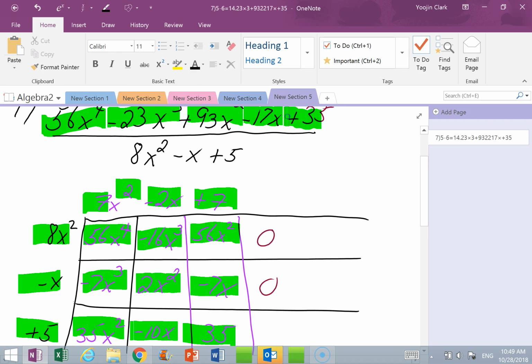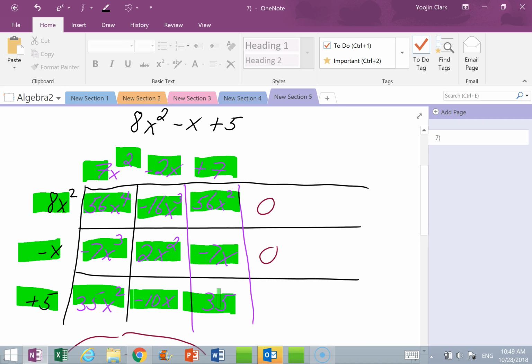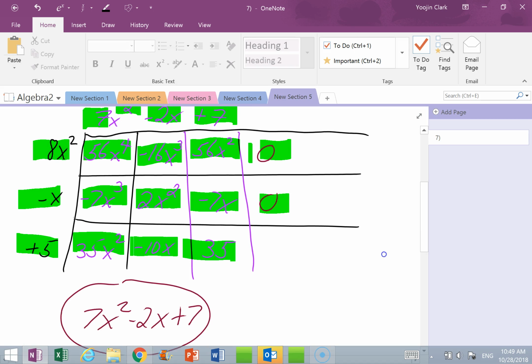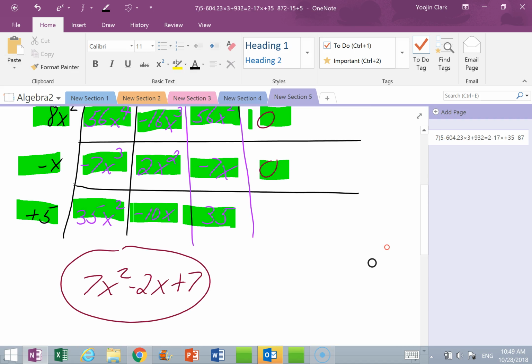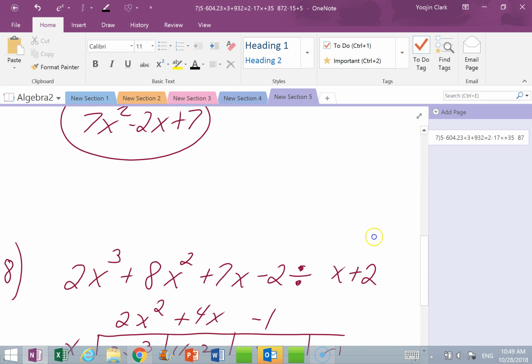And then the last one, I need a 35. And what do you know, I got a 35. See how I'm putting zeros there? Once I get those zeros, I'm done. So my answer is just what's on top there, and that's why I wrote that out: 7x squared minus 2x plus 7. Nothing cancels out. I'm going to change my pen.